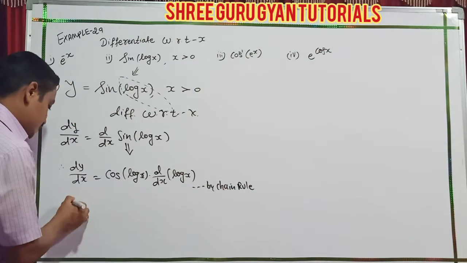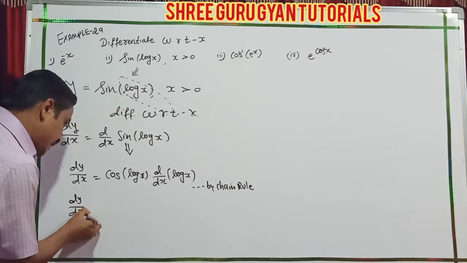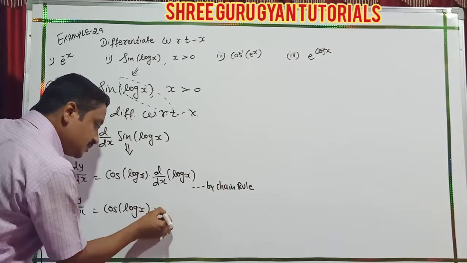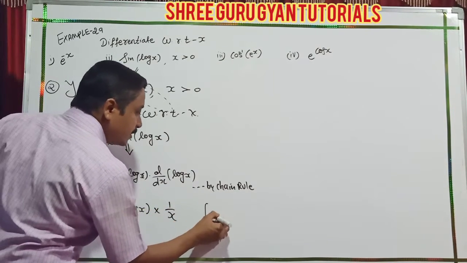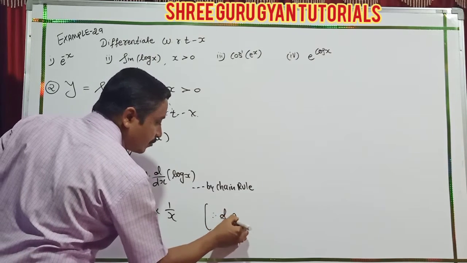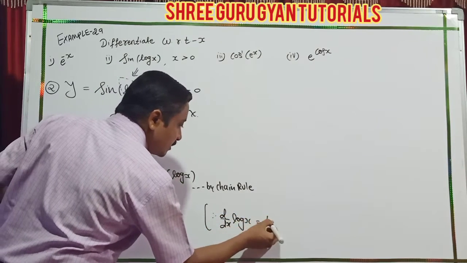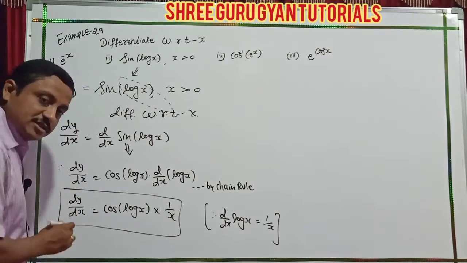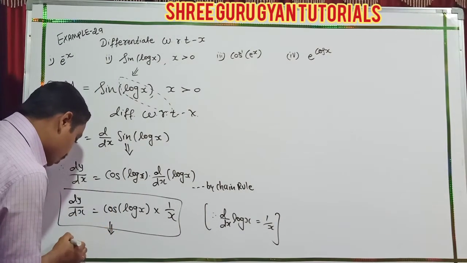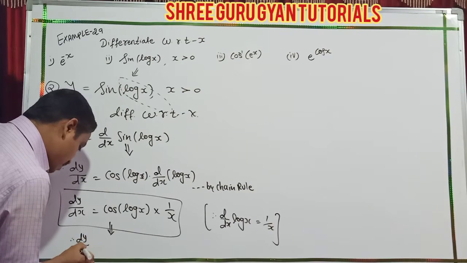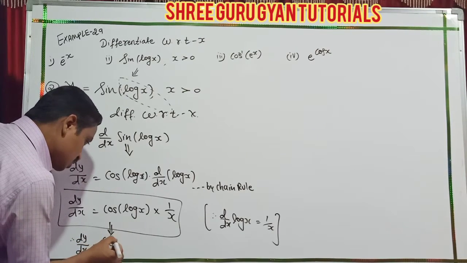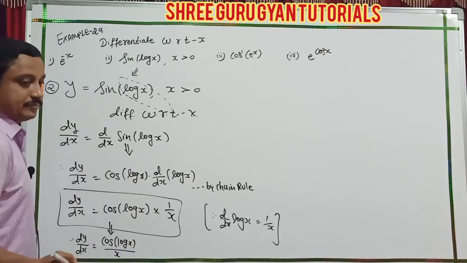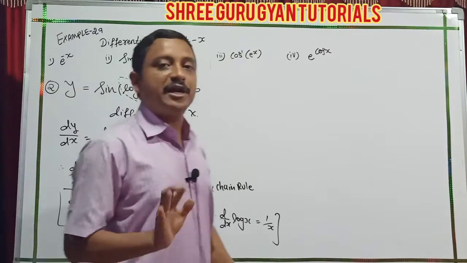Now, the log x derivative. Students, I think you know: what is the derivative of log x? It is 1 by x. d/dx of log x is 1 by x. And students, our question is done. So finally, I show my answer: dy/dx is cos(log x) by x. Yes students, this is happily done.